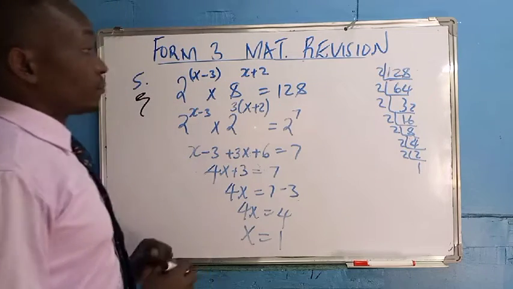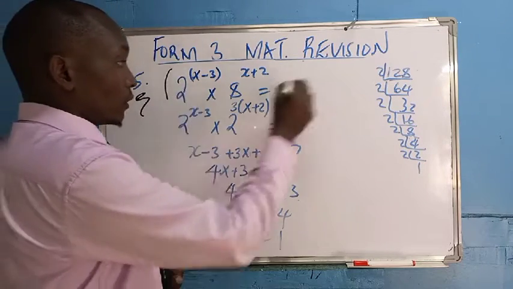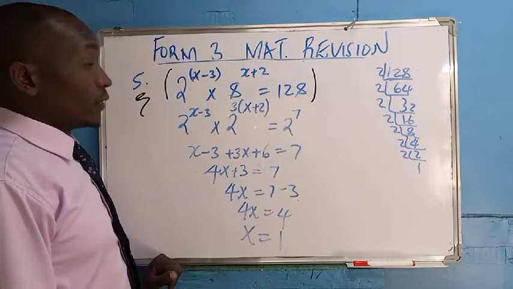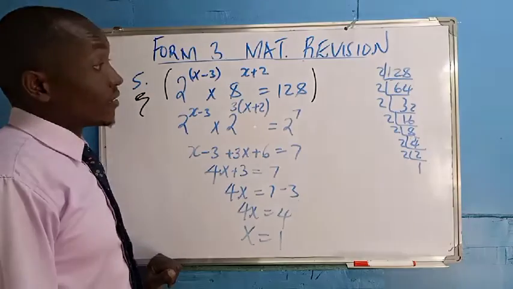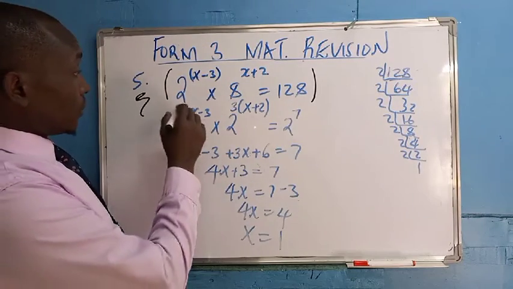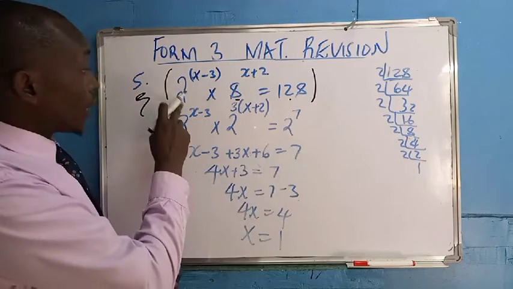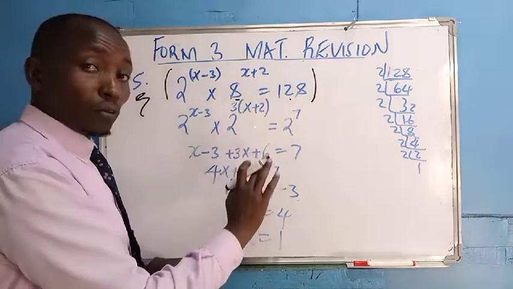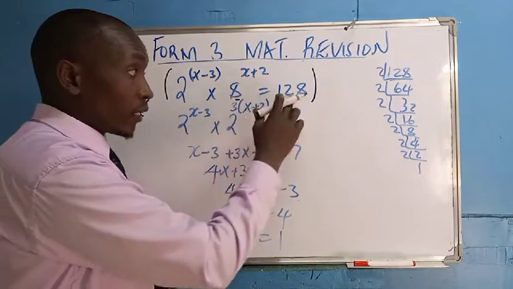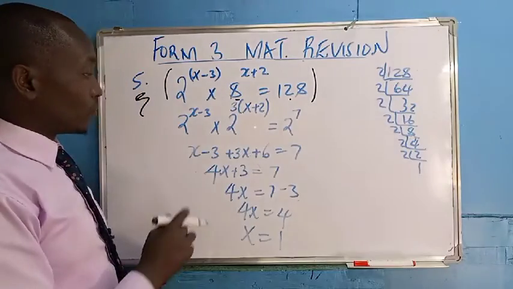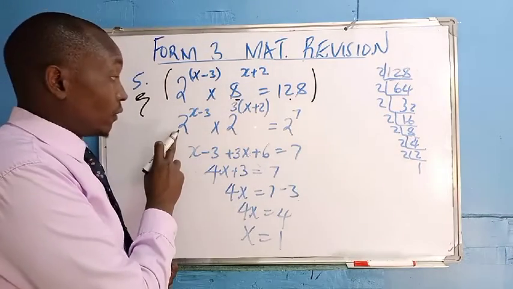This is number 5. Number 5, the student was expected to solve that question. That is a question on indices. And with that, you have 8 to power x plus 2 there and 128. And this is 2. So what we need to do, my student, is to express 8 and 128 with a base of 2. Yes, with a base of 2. Because this one is already to the base of 2.